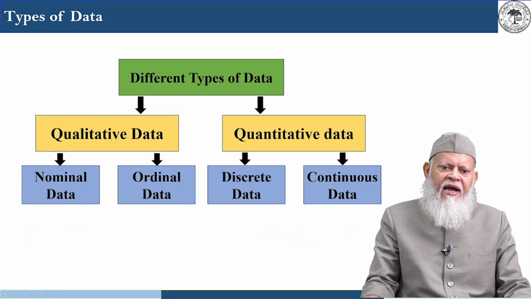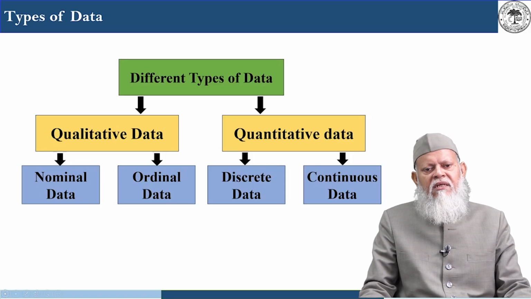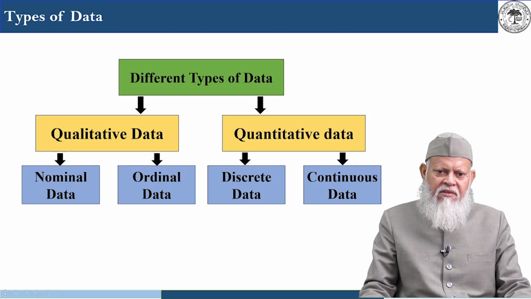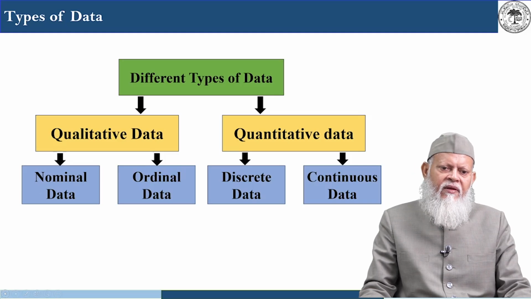Here we have a table giving the different types of data. Here it is given that there are two types of data as far as qualitative and quantitative is concerned: the qualitative data and the quantitative data. The qualitative data is further divided into nominal data and ordinal data, and the quantitative data is further subdivided into discrete data and continuous data. What are those?